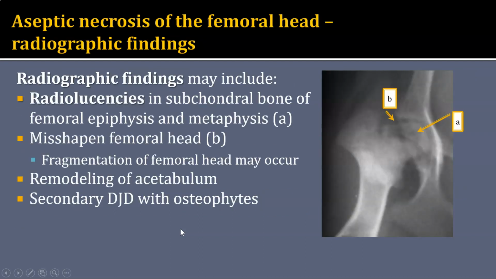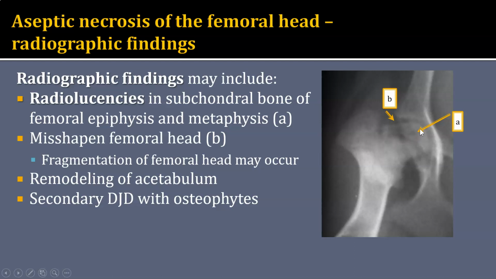This slide lists radiographic findings. Because the underlying pathology is of necrosis, the initial radiographic findings will be of radiolucencies or lysis in the subchondral bone of the femoral epiphysis and possibly the metaphysis. This is a close-up view of the right coxofemoral joint in a small breed dog. And those radiolucencies are these circular areas of lucency within the femoral head, and then there are a few circular areas of lucency within the femoral metaphysis.